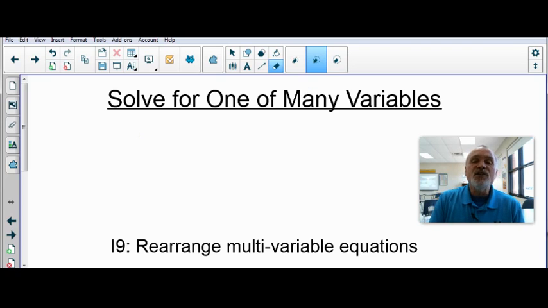Today we are going to work on solving for one of many variables. That is, rearranging multivariable equations. All that means is you get the letter by itself on the left. You can have a whole bunch of letters, but you just want one letter by itself on the left. So let's go ahead and get started on that.